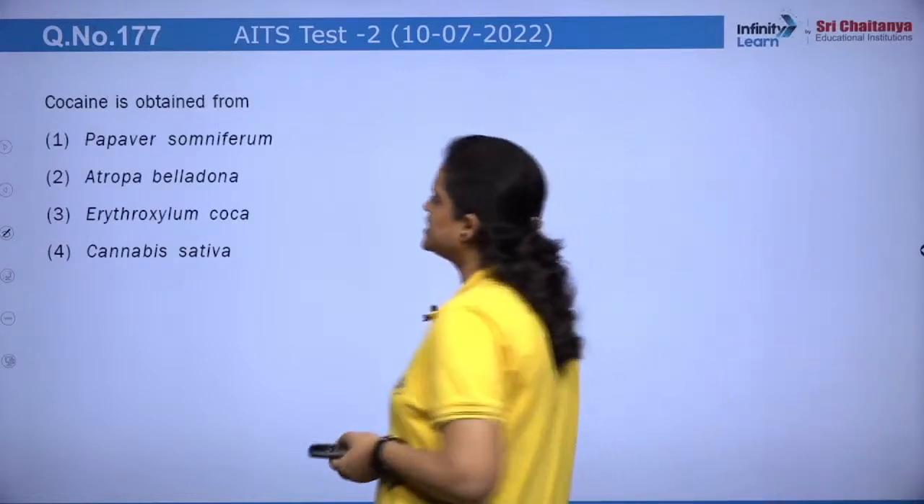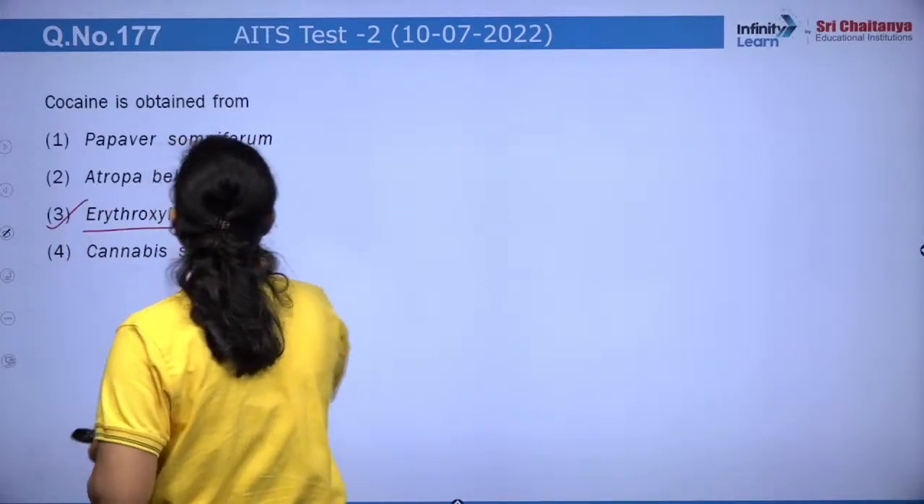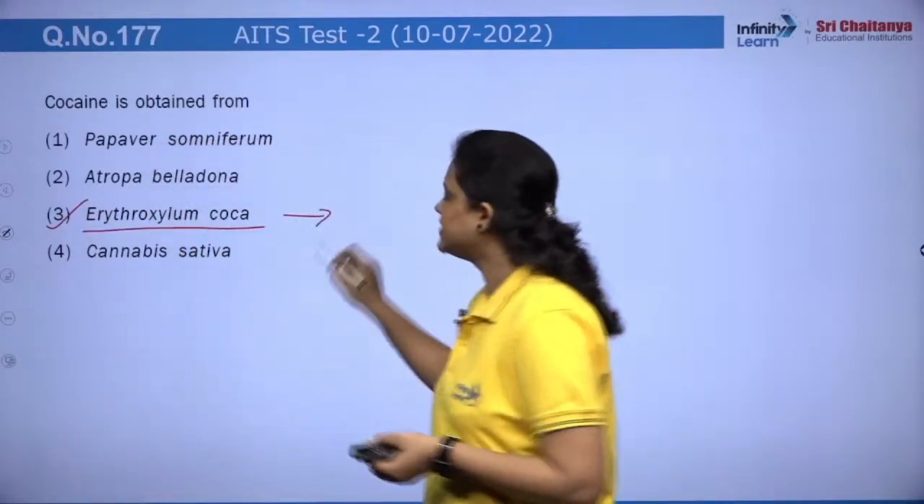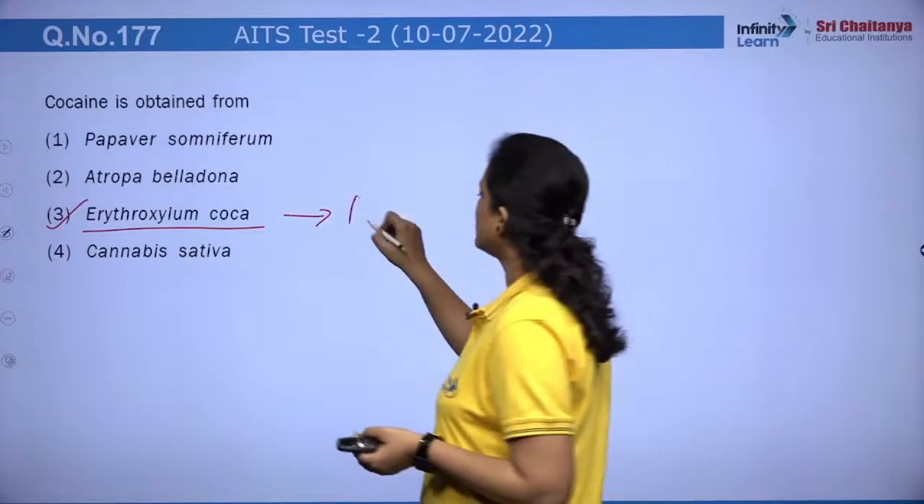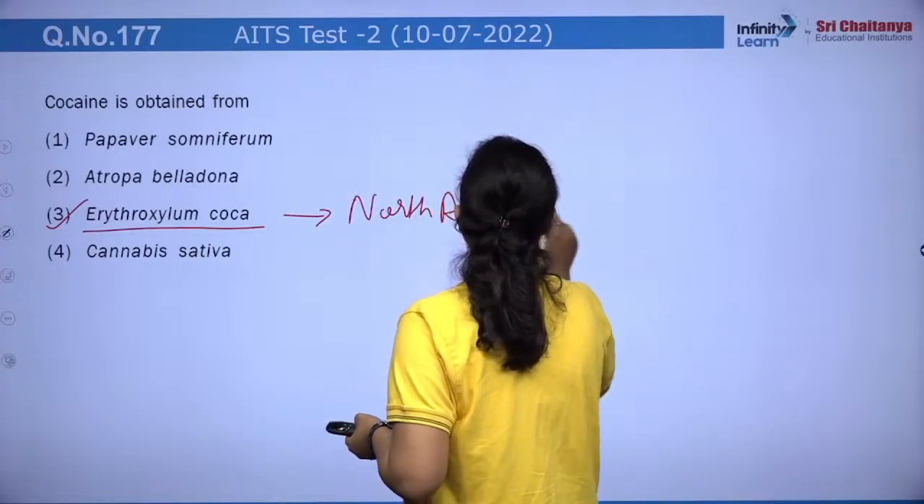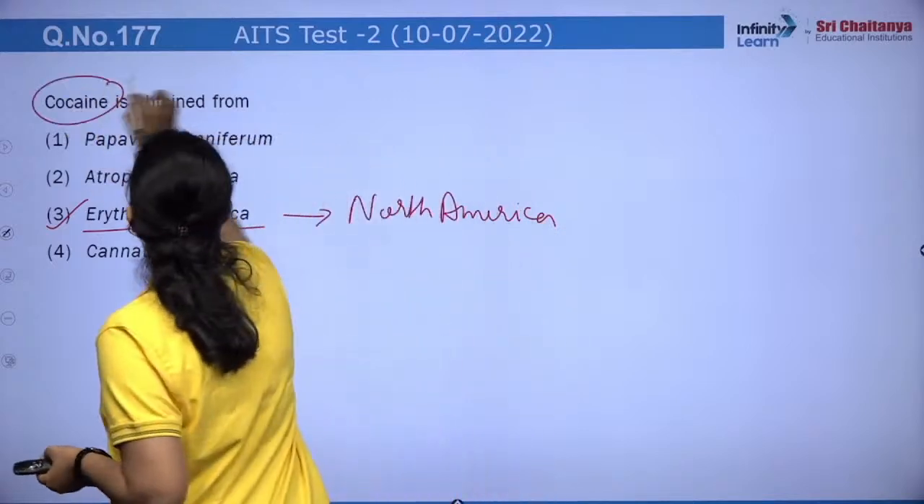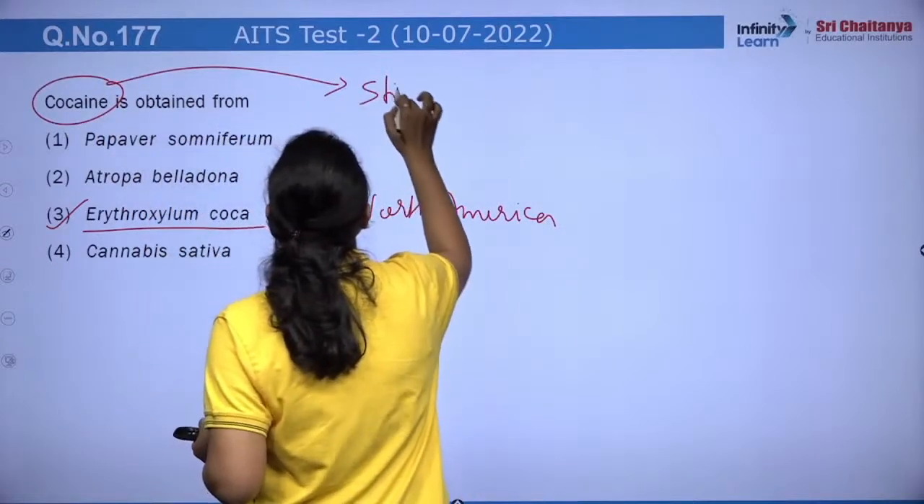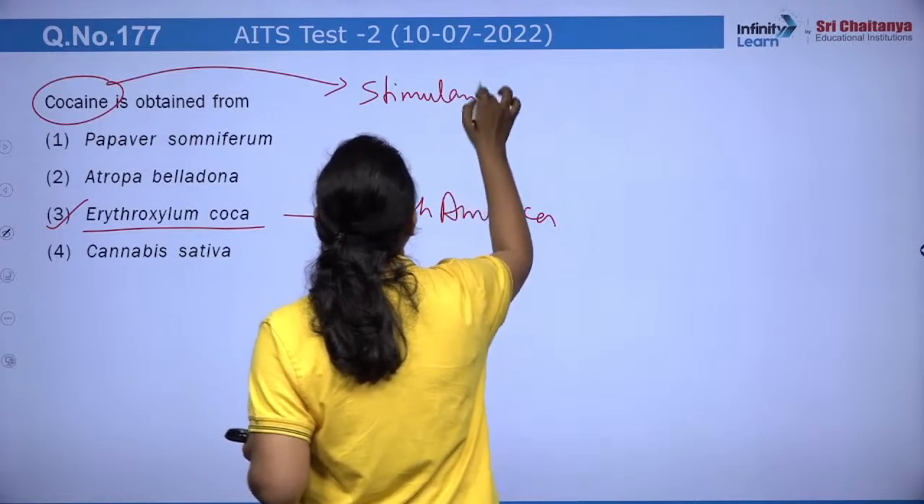Cocaine is obtained from the species Erythroxylum coca, which is a native of South America, right? And this is a stimulant. Cocaine is a stimulant, right?